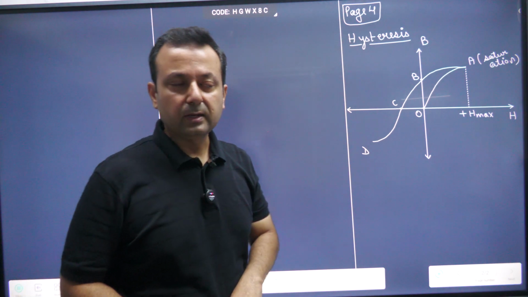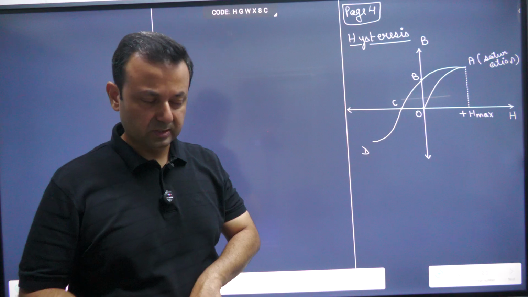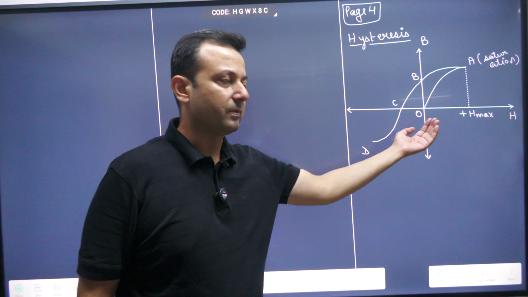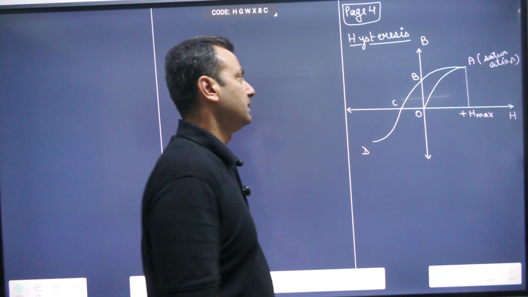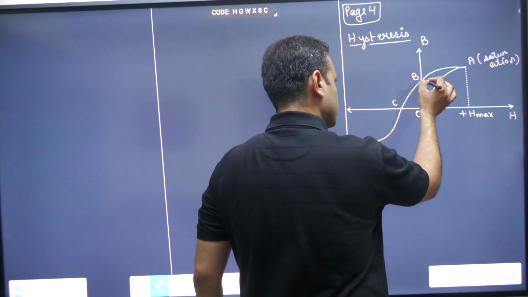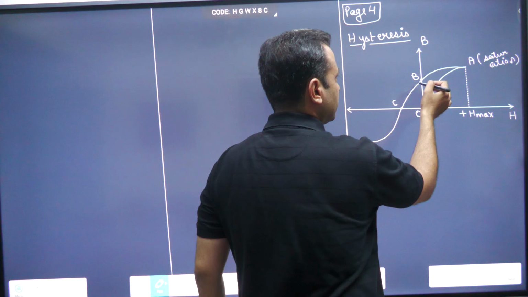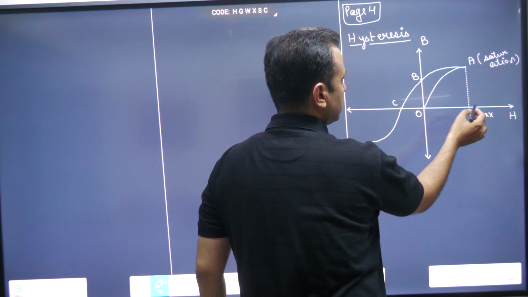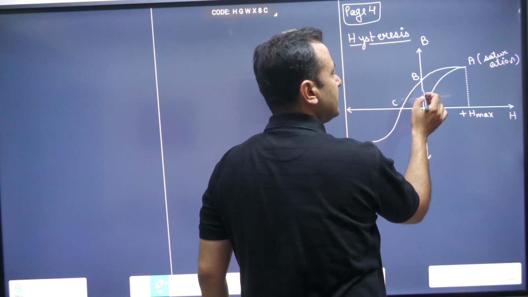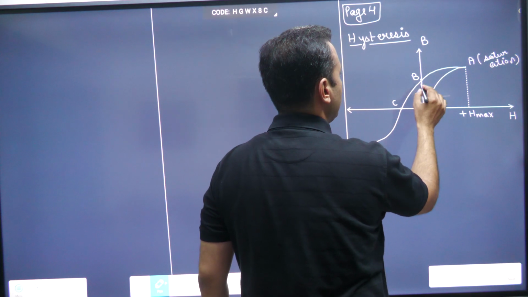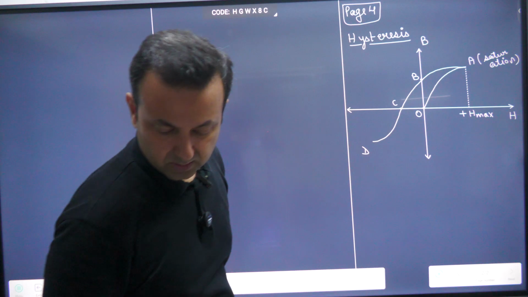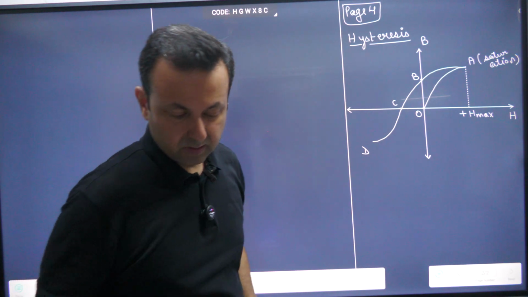Now, if we are demagnetizing it, demagnetizing means reducing the value of the magnetizing field H, then the magnetic induction also reduces, but along a new path AB. So what we have observed is that H has become zero, but B has not become zero. This value OB is called retentivity or remanence.